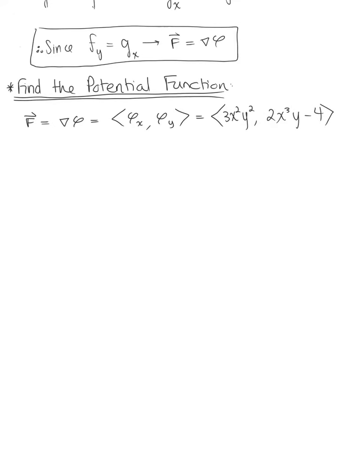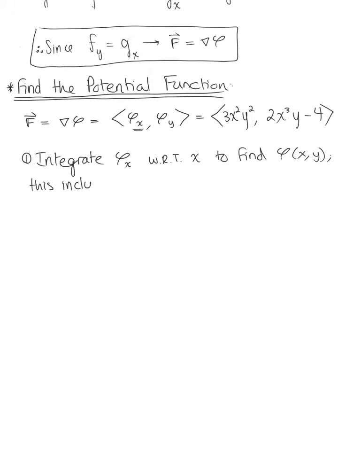And there's a couple of different ways to get started here. But the first thing that we want to do is pick one of the partial derivatives. So I'm going to choose the partial derivative of phi with respect to x. And we want to integrate this partial derivative with respect to x to find the potential function phi of x, y. And we want to note that this includes the arbitrary function c of y. So we need to include our arbitrary function here because we have a multivariable function.